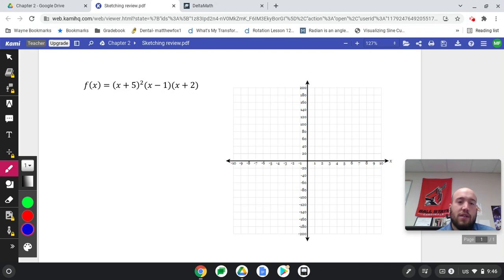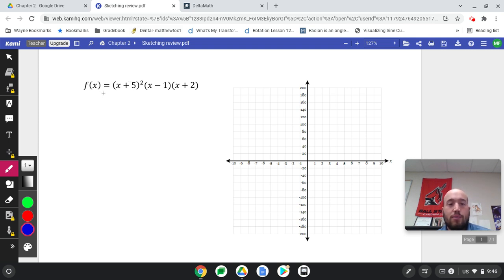Right, good morning. Today we are going to take a look at, once again, how to sketch these polynomials. Okay, do a little bit of review. Then there's a Delta Math assignment kind of to cover some things we've looked at before break and after break and just as we're wrapping up chapter 2.